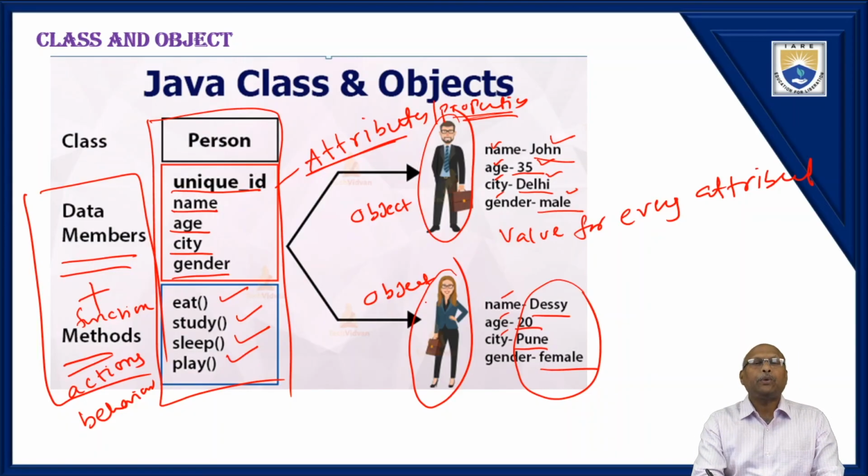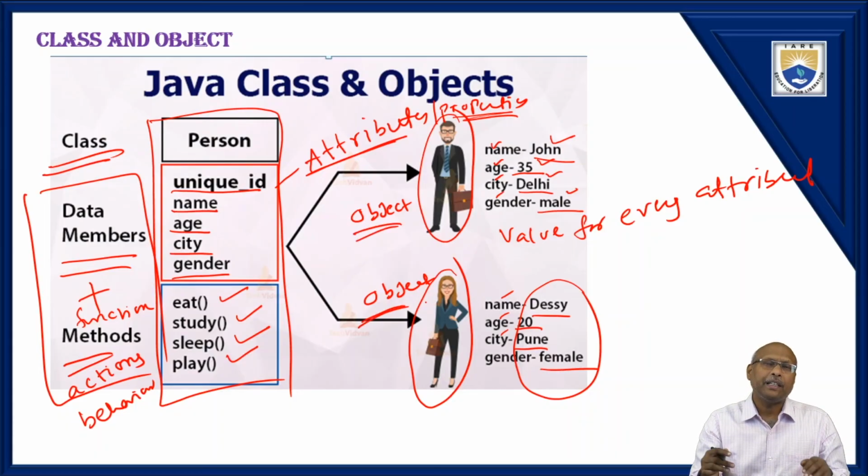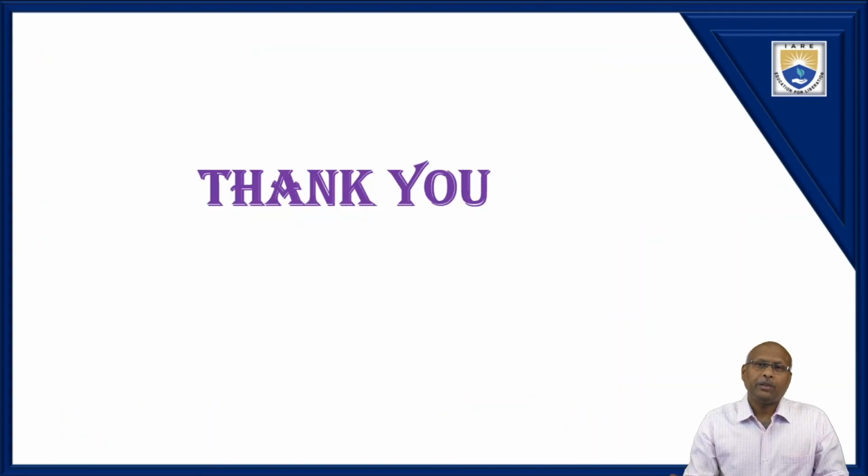Whenever you are writing an object-oriented program, first you have to define a class. Once the class is defined, then you can create objects. How many objects can you create? You can create any number of objects. There is no restriction. So today you learned about object-oriented concepts. In a future session, we will implement those concepts through programs.